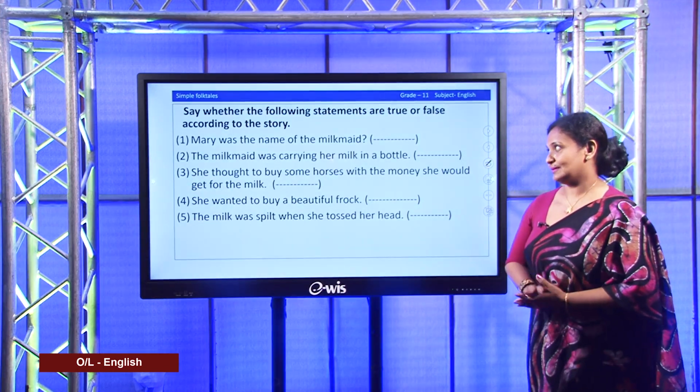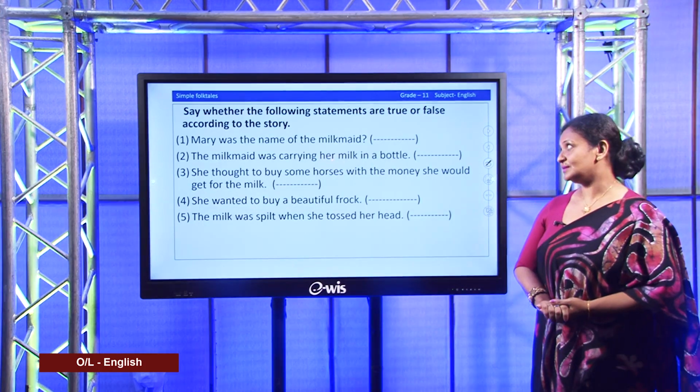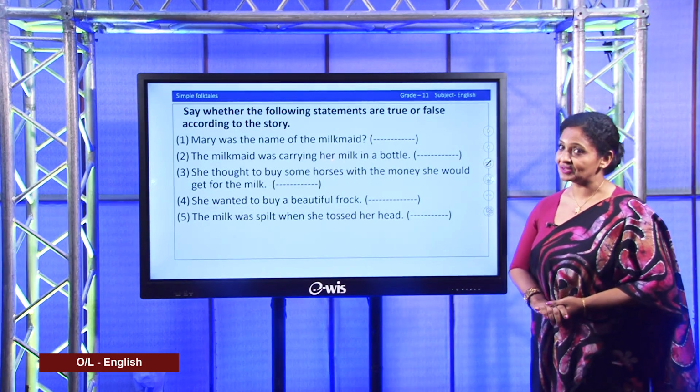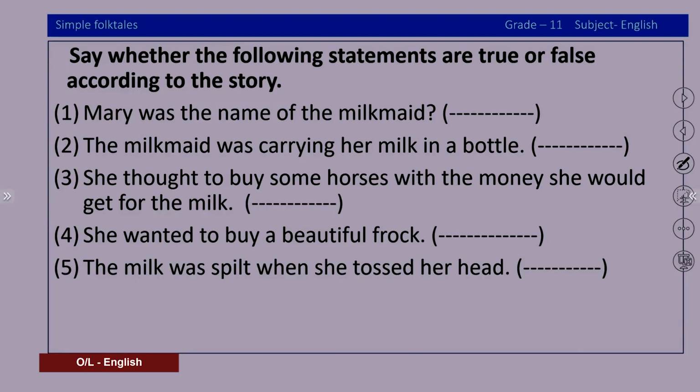So, in this activity, you have to say whether the following statements are true or false according to the story. Question number 1. Mary was the name of the milkmaid. 2. The milkmaid was carrying her milk in a bottle. 3. She thought to buy some horses with the money she would get for the milk. 4. She wanted to buy a beautiful frock. 5. The milk was spilled when she tossed her head.